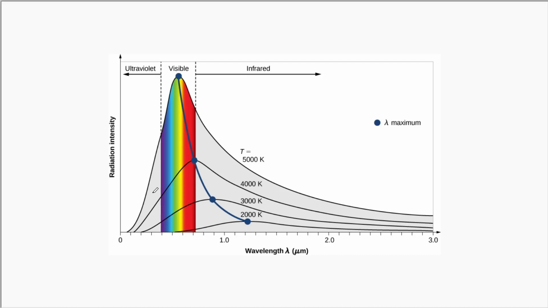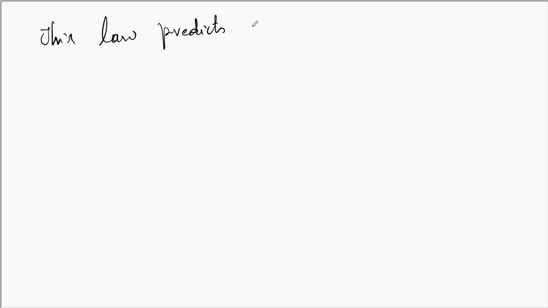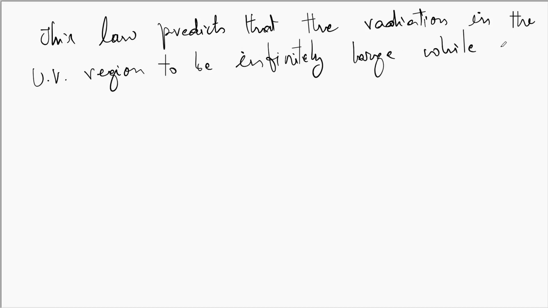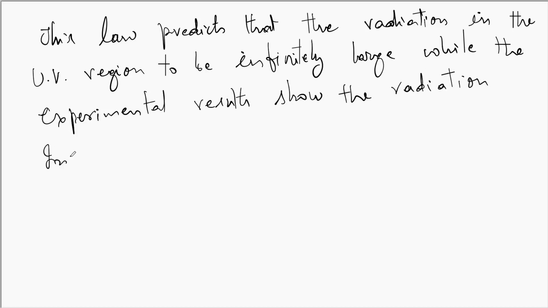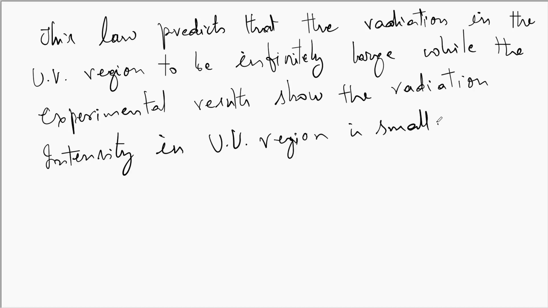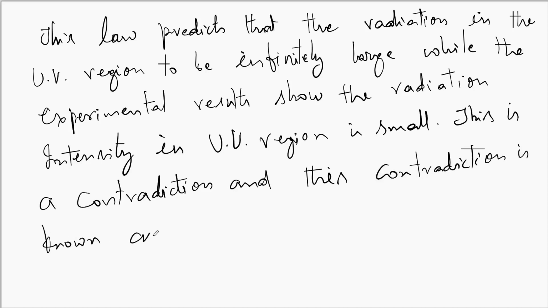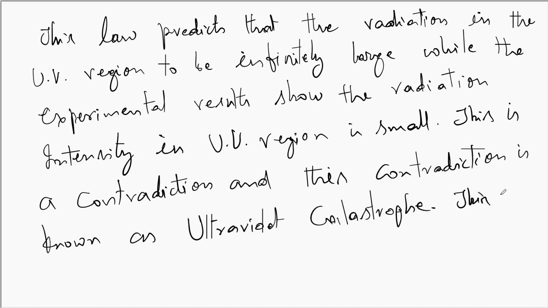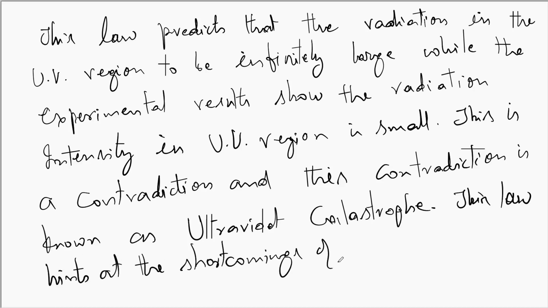The energy density calculated with the Rayleigh-Jeans law agrees well with the experimental results at longer wavelengths of the spectrum, but goes towards infinity at the shorter wavelengths or the UV region. This law predicts that the radiation in the UV region is infinitely large, while the experimental results show that radiation intensity in the UV region is small. This is a contradiction, and this contradiction is known as ultraviolet catastrophe. This law hints at the shortcomings of classical theories.